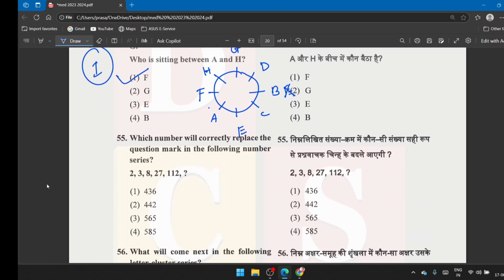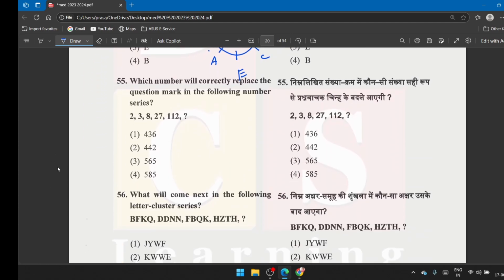Next. Which number will correctly replace the question mark? ठीक है. तो 2, 3, 8, 27, 1, 1, 2. तो 2 into 1 plus 1 equal to 3. 3 into 2 plus 2 equal to 8. Similarly, 8 into 3, 27 into 4. So 112 into 5 plus 5 will be how much? 560 plus 5 will be 565.